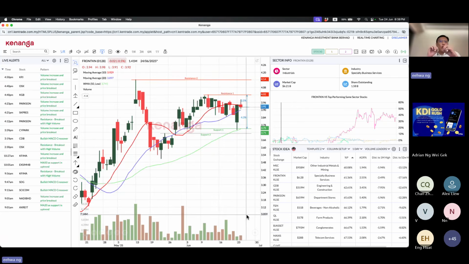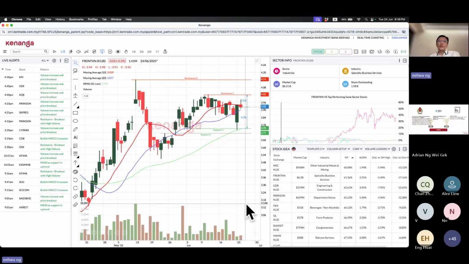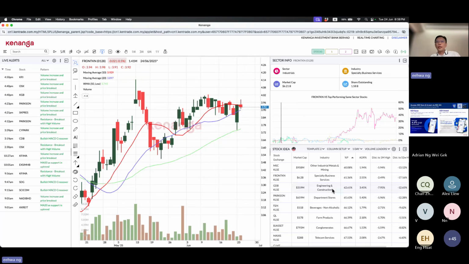Now, for those of you who maybe are not very fluent with technical analysis, when a breakout happens, you want to see high volume. High transaction volume. Then the breakout will be convincing. So this is the level to watch for Franken. Now we go down the list. GDB, engineering. Now, we talk about engineering and construction.